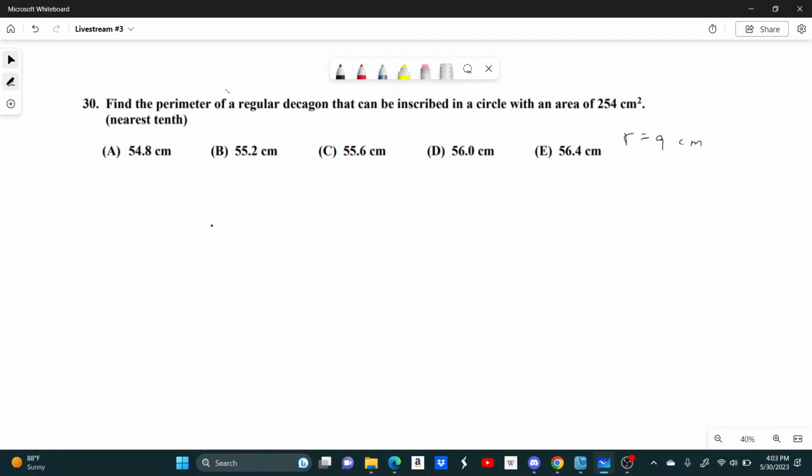So find the perimeter of a regular decagon. I'm actually not going to draw the whole decagon. Whoa, that's a bad circle. That's a little bit better. I'm going to take advantage of the symmetry of the problem. So I'm just going to draw this triangle, and you can imagine that a decagon would be composed of 10 of these triangles wrapping all the way around the circle. So my radius is 9.